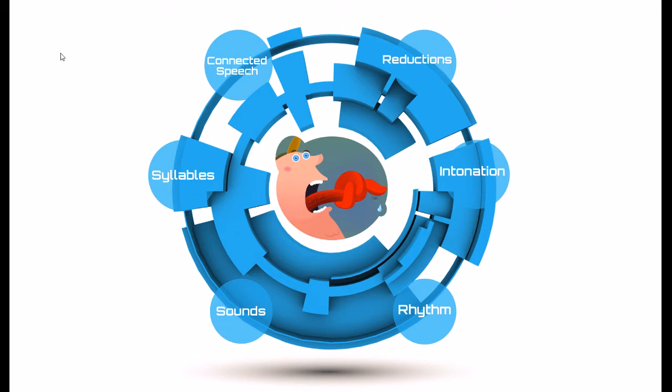So today, we're going to do an overview of pronunciation and show you what areas of pronunciation we would like to improve. We're going to talk about sounds, syllables, connected speech, reductions, intonation, and rhythm. So let's start out with sounds.